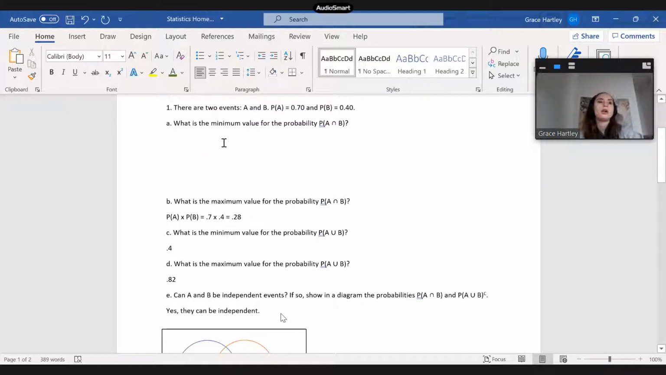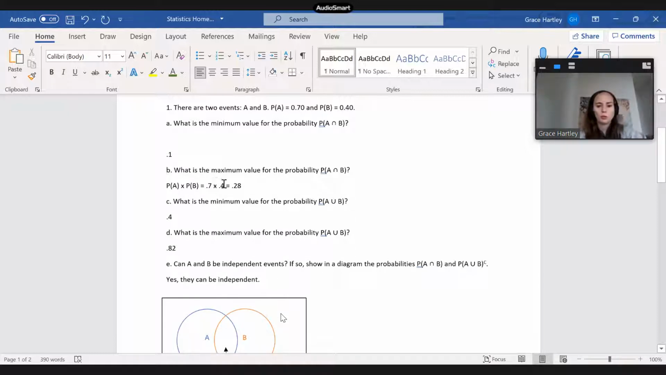But that's not the minimum value, that would be the maximum value. As I said, the maximum value would be 0.4 because you draw circle B exactly inside circle A. But the minimum value is 0.1, because that's the minimum intersection there. And the maximum intersection would be the whole area of B, which is 0.4.